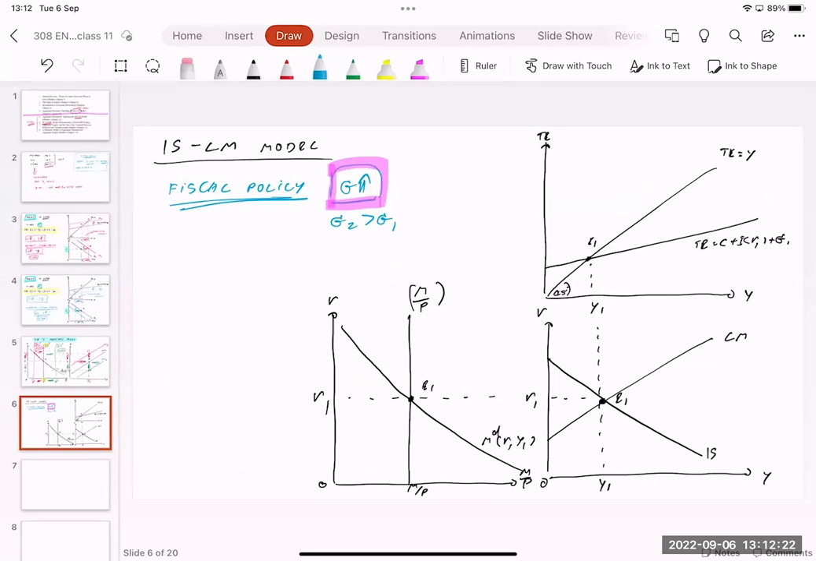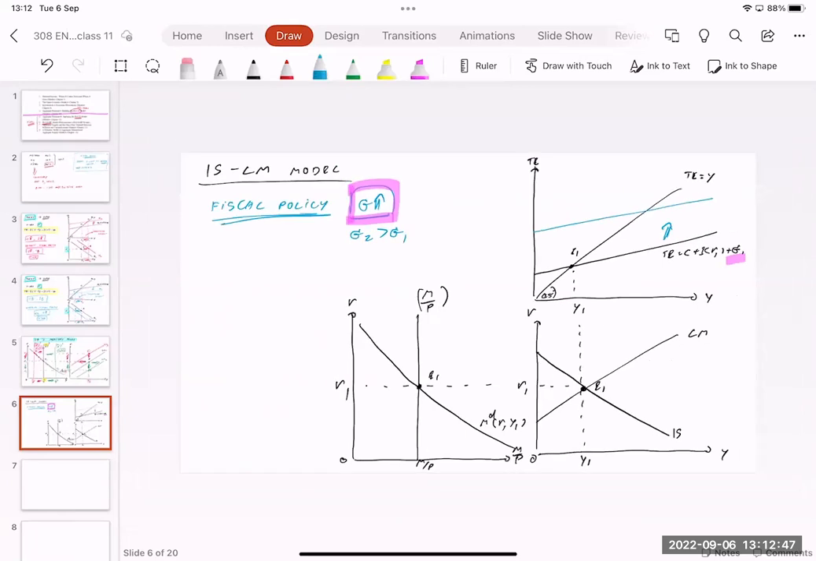The answer is very simple. To answer this question, where is G? You need to find G, it is here. G is inside the total expenditure equation. What it means is if the government increases G, total expenditure will increase. Like this, increasing G, total expenditure increasing.